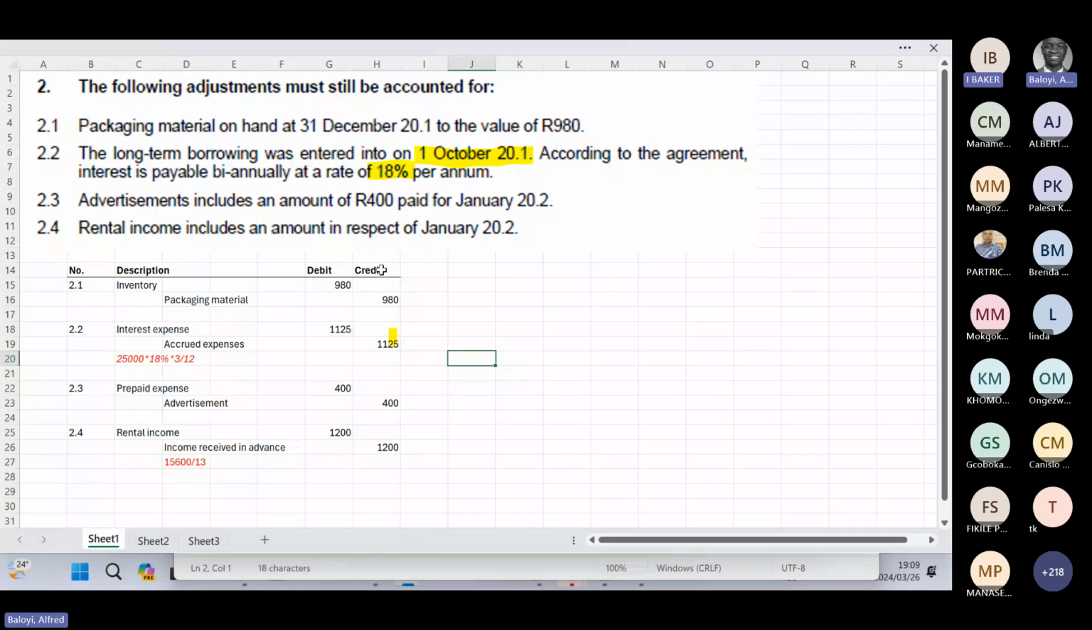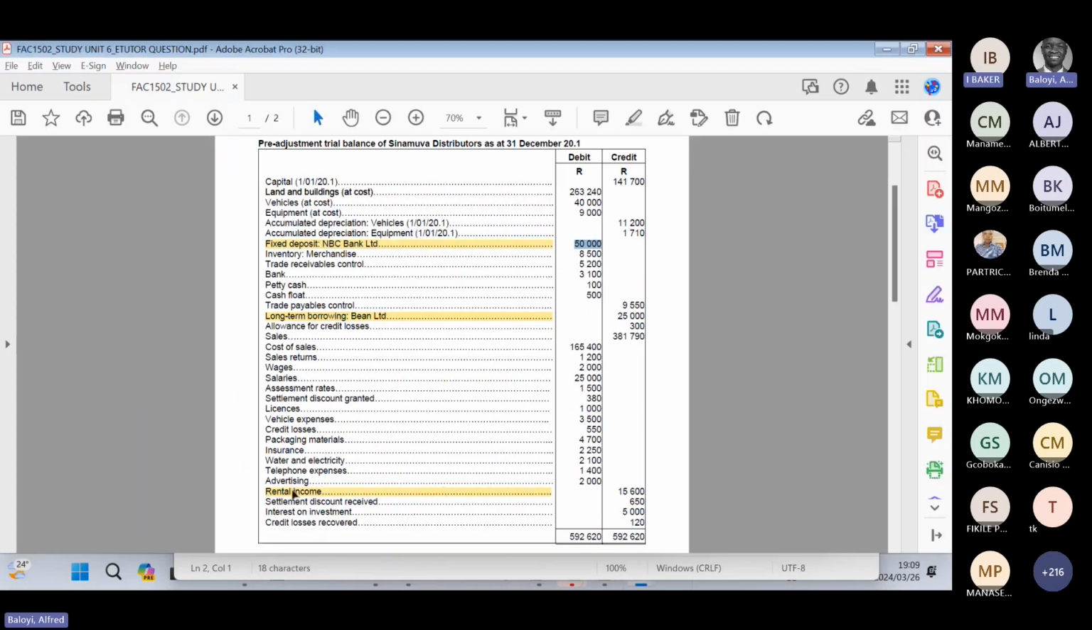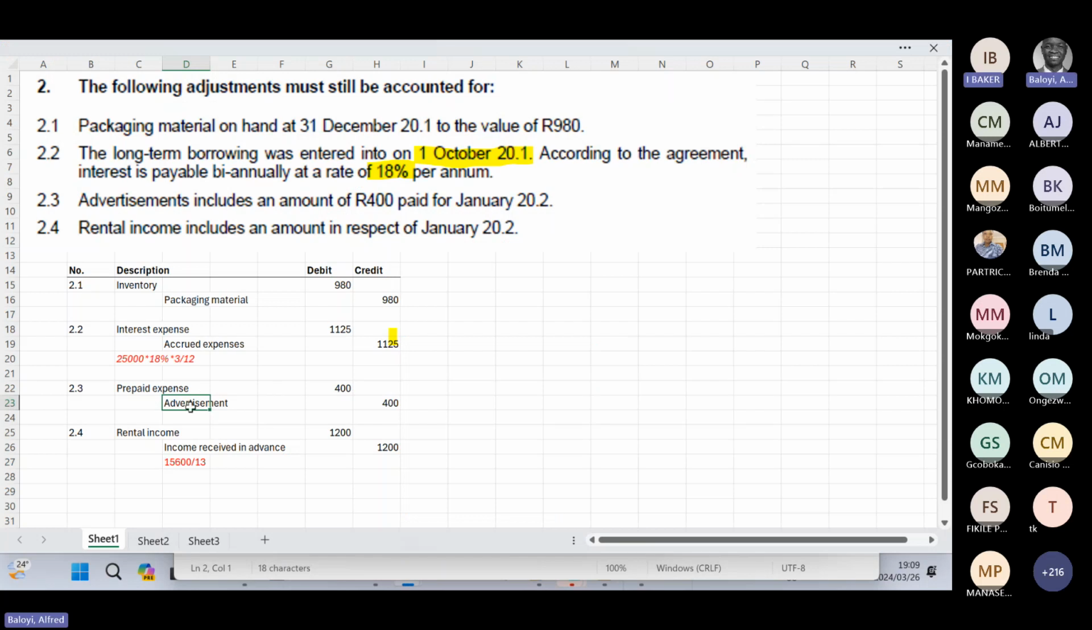Okay, so that amount must be deducted. That's why we credit advertisement. You see, advertisement is a debit amount, right? Because it's an expense. So now we are crediting it because we want to remove the January 2024 amount. That's why we are crediting, and then we say it's a prepaid expense because it was paid for the following financial year.